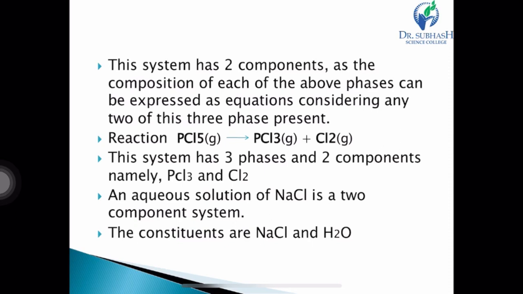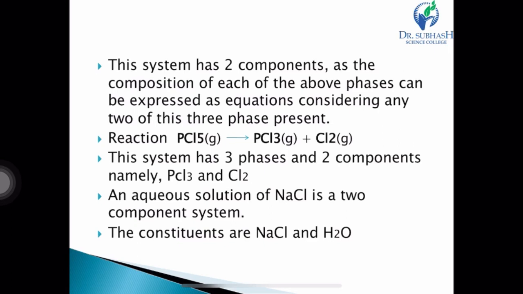So this system has two components, as the composition of each of the above phases can be expressed in the equation considering any two of the three phases present. That is, CaCO3 converts to CaO plus CO2. So CaCO3 and CaO we consider one component and CO2 we consider the second. So here the total number of components is 2, right?